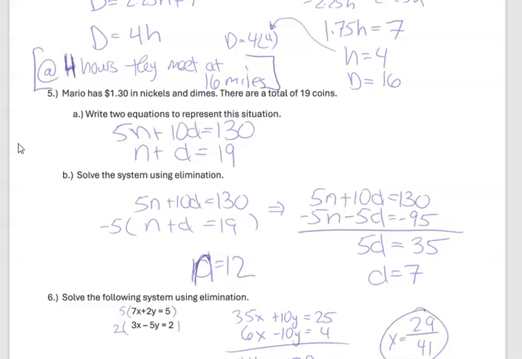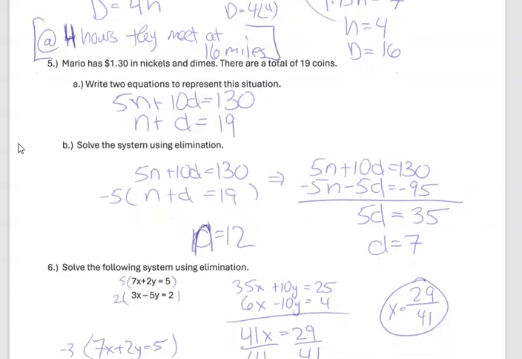The next one is one of those nickels and dimes problems. You have 5n plus 10d equals 130. Make sure you don't do 5n plus 10d equals 1.3 because then you're comparing cents and dollars. So it's either 0.05n plus 0.1d equals 1.3, or I recommend just doing it in cents. So 5n plus 10d equals 130, n plus d equals 19. That is the total number of nickels plus dimes equals 19. And then you would solve using elimination, and you end up getting an answer of 7 dimes, 12 nickels.